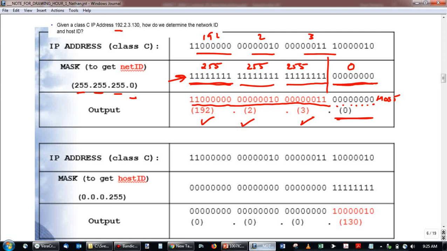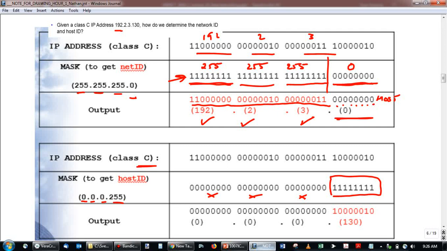Okay? Let's look at the other side of this. Imagine that I don't want the network, but I want the host. How do I achieve that? Well, where is the host in my class C address? It's at the end. So I turn on the last 8 bits with my mask, and I turn off the first 24 bits. I don't want the network, I want the host part. So my mask in this case would be 0.0.0.255. I'll just point out that you don't usually use this kind of mask. You won't see this very often, but this is what you could do to get the host part.